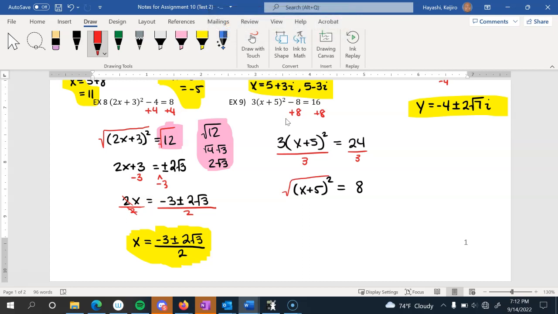So we'll have x plus 5 all squared equaling 8. And we'll take the square root of both sides of that. Okay, that'll give us x plus 5 on the left, and plus or minus whatever the square root of 8 is.